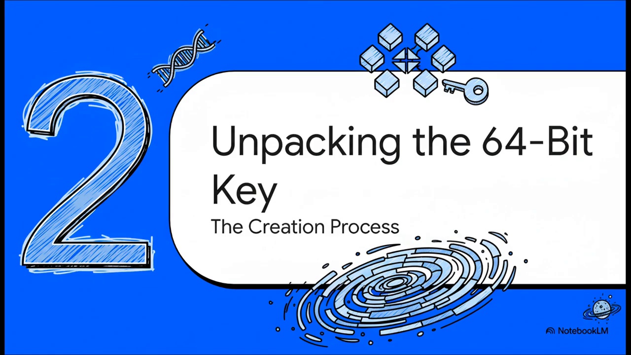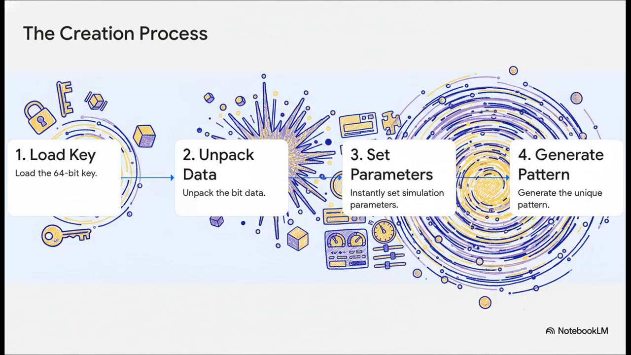Okay, so we've got the DNA, but how does that code actually get read and turned into a living, breathing system? Let's look at the actual creation process and see how this thing builds from just a simple key into a really dynamic pattern. And you know what? It's a really straightforward four-step process. First up, the program loads that 64-bit key. Simple enough. Then it immediately unpacks all that data. It uses those bits to instantly set all the rules of the simulation. And from those rules, bam, a completely unique and complex pattern just springs into existence. It's so simple, but man, is it powerful.